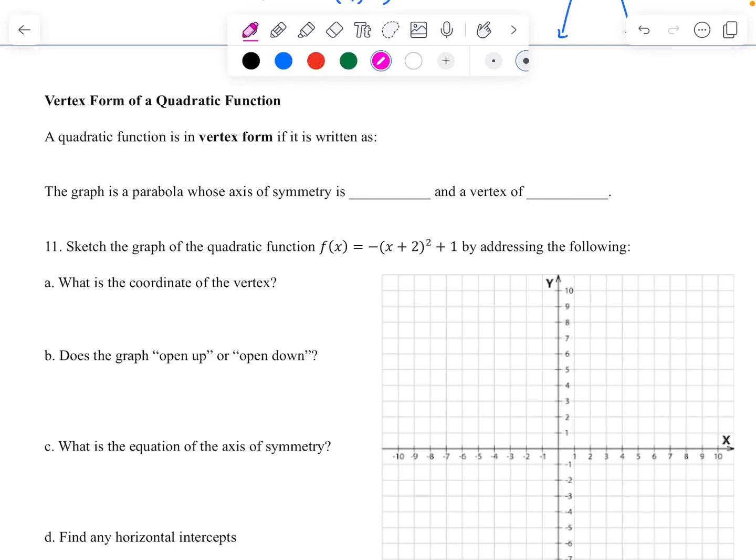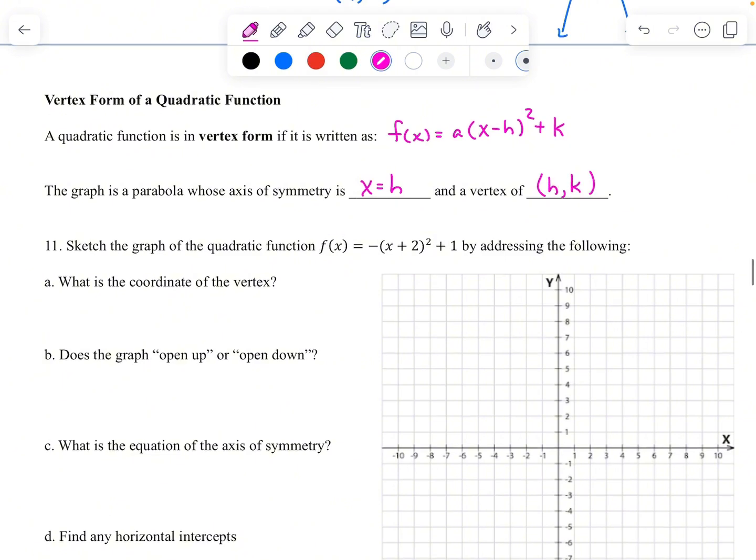Hello class, in this video I'll be introducing the vertex form of a quadratic function and showing you how to graph a quadratic function written in vertex form. Let's begin. A quadratic function is in vertex form if it is written as f of x is equal to a times the quantity x minus h squared plus k. The graph is a parabola whose axis of symmetry is x is equal to h and the vertex is (h, k).